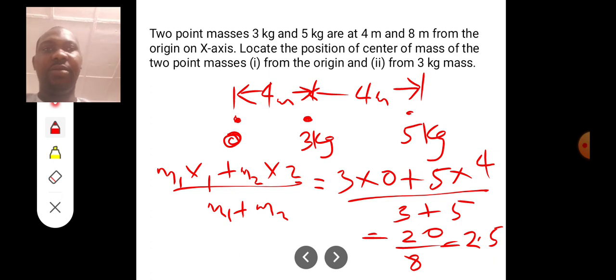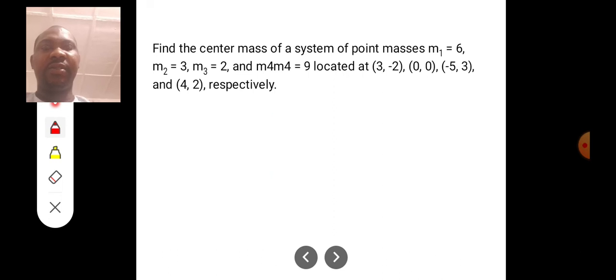Okay, that's a beautiful one. So that is how to find the center of mass. Look at another question here. It says find the center of mass of a system of point masses m1 is 6, m2 is 3, m3 is 2, and m4 is 9, located at these points here. They are giving us x and y coordinates respectively.